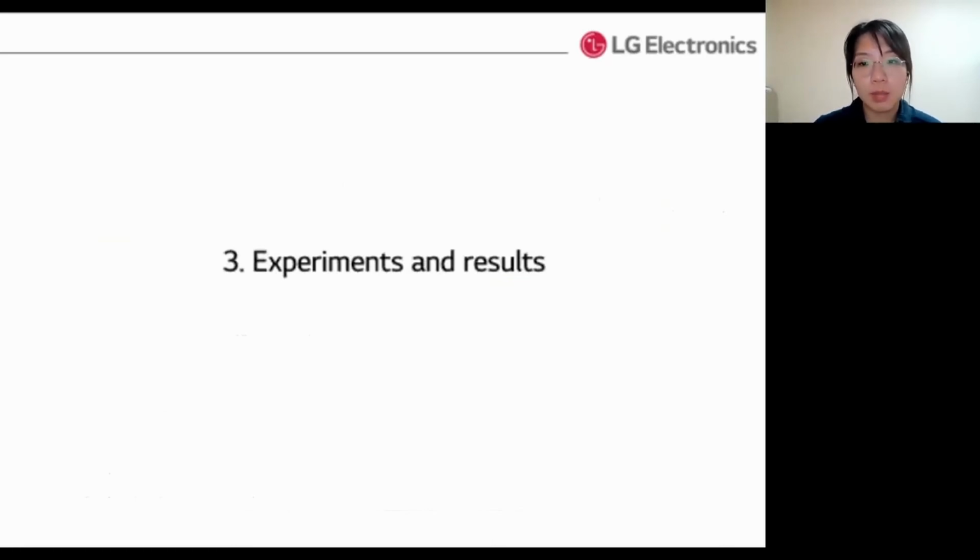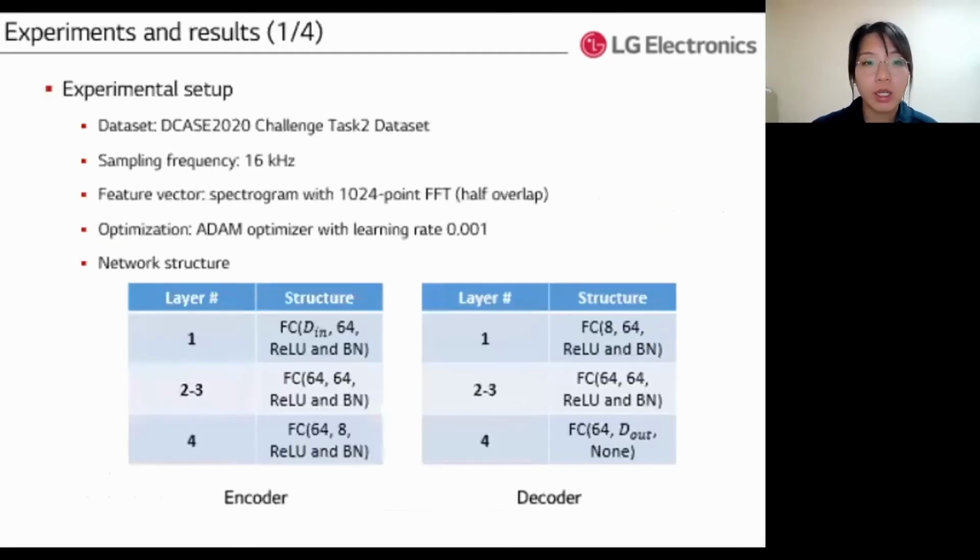Now we will explain the experiment process and share our results. For both training and evaluation, we used the default dataset that was given for Task 2 of the DCASE 2020 challenge. Sampling frequency of all data is 16 kHz, and a spectrogram of 1024 FFT was used as the feature vector. Adam optimizer was used for optimization with a learning rate of 0.001. The network structure of the autoencoder was as in the table at the bottom. The network is similar to the baseline, but with different input and output feature dimensions.